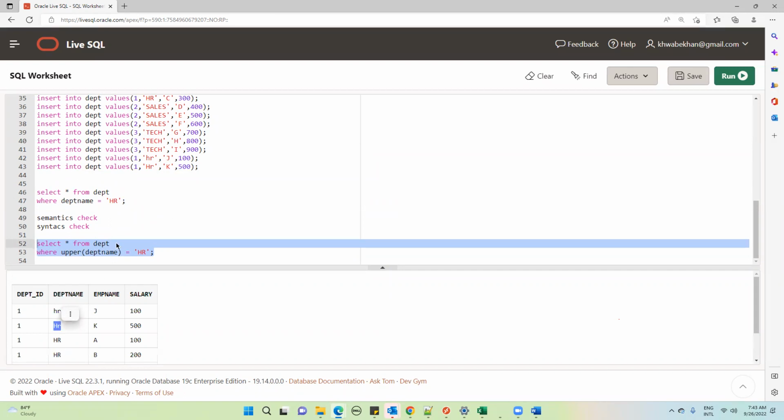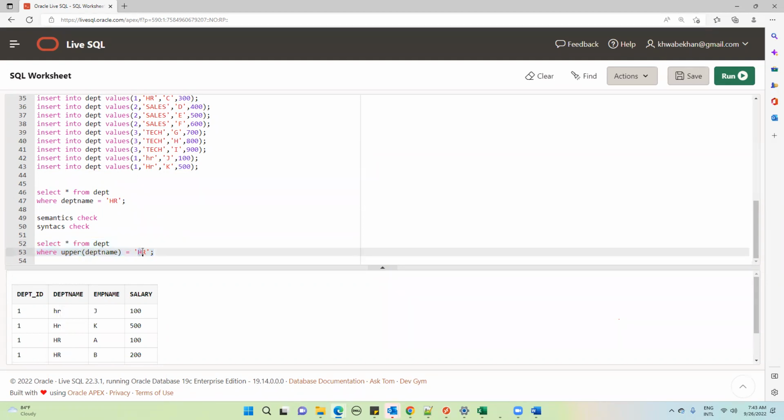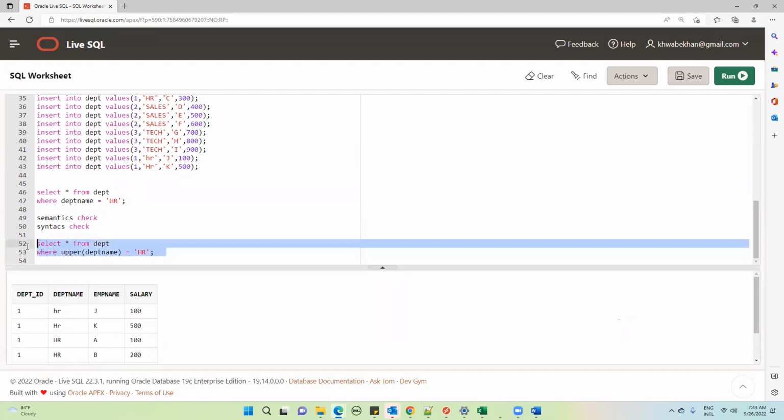Okay. So what it means is, whenever you have to do a case insensitive search, you write upper and the data you're looking for, keep it in uppercase. You will get all the records, all the data. Hope it is clear. Any question? No, sir. All clear. Yes. Clear? No questions? Clear.